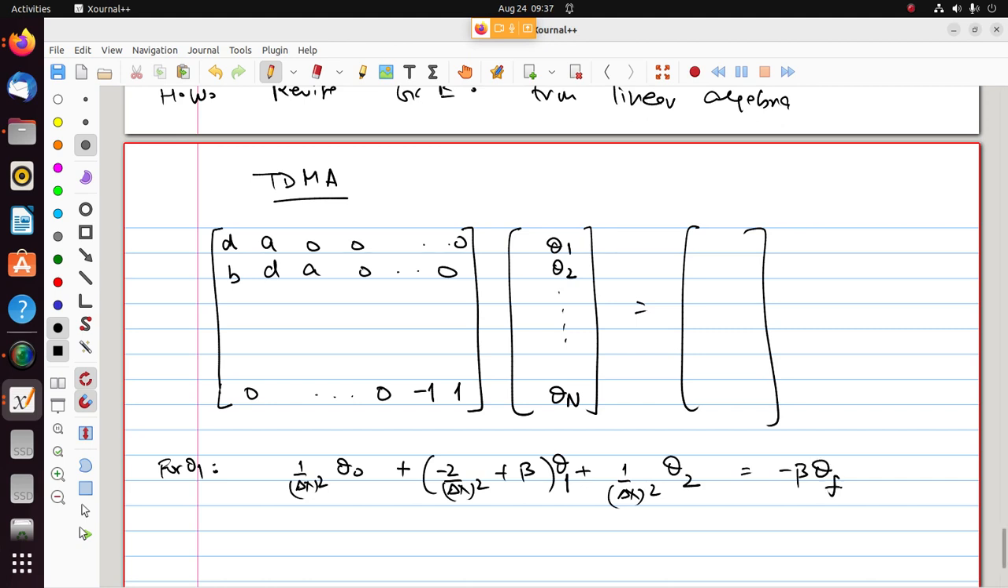So this is our first equation. Now in this equation we are solving for theta 1. So that's the diagonal. So this coefficient should be the diagonal coefficient, but this is already known. Everything that is known goes to the right hand side. So what I'll do is I will remove this from here and I'll put it here. Now it's clear?